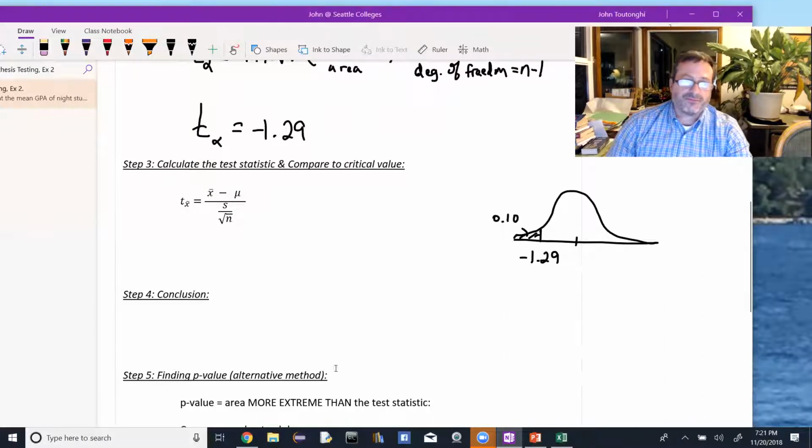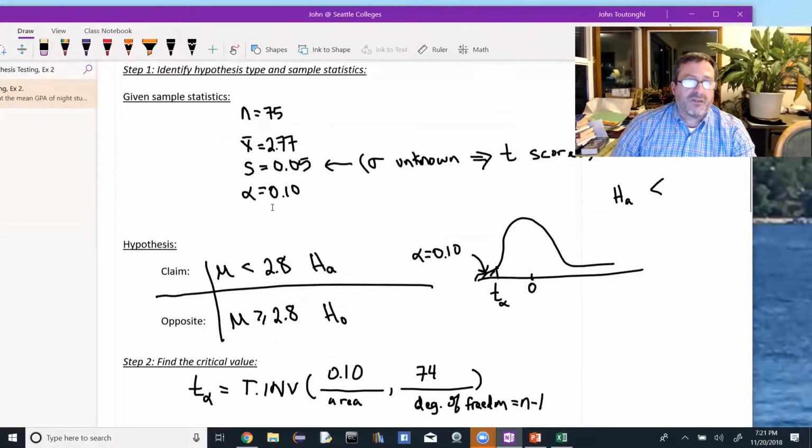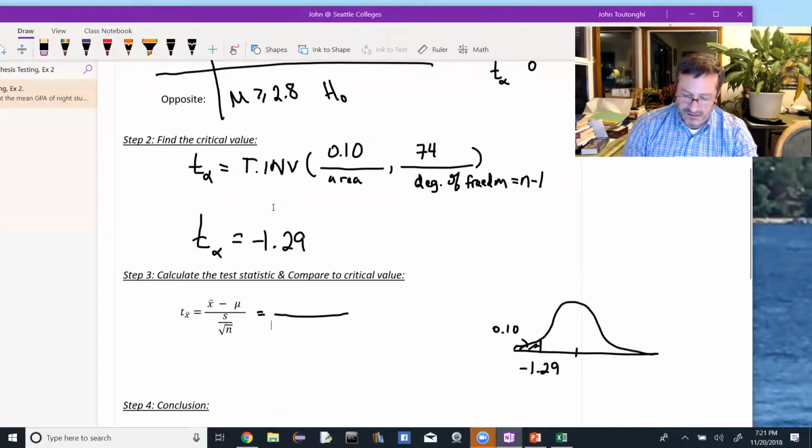Okay, so now I want to calculate this test statistic. Again, I'm going to use Excel to do it, but let's figure out what these values are first. So the x bar comes from the sample statistics. Scroll back up. It's 2.77. We might wonder, where does the mean come from? The mean comes from the null hypothesis, where this equal sign is. So this equal sign here tells me that mu equals 2.8. So this mu that we're talking about here is this 2.8.